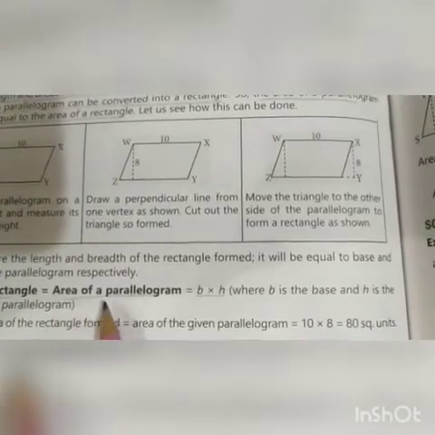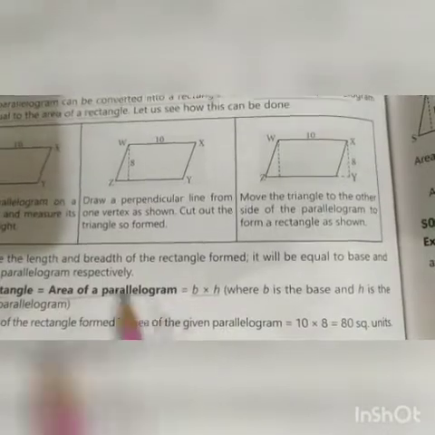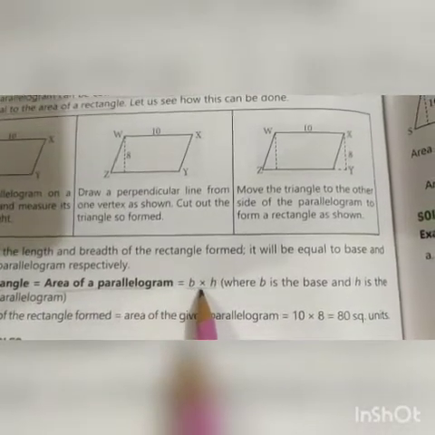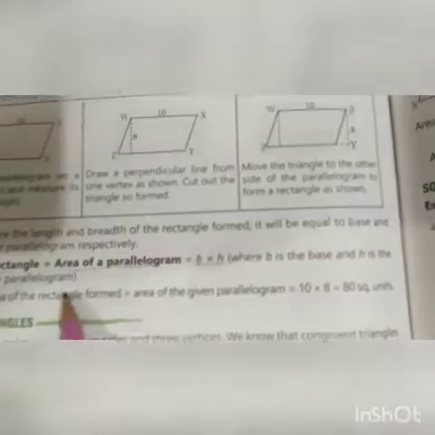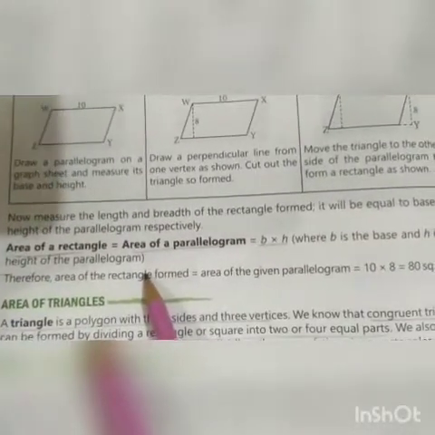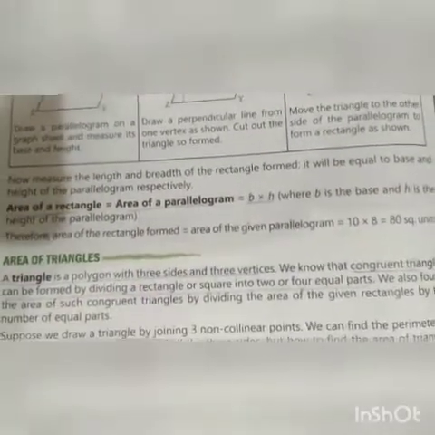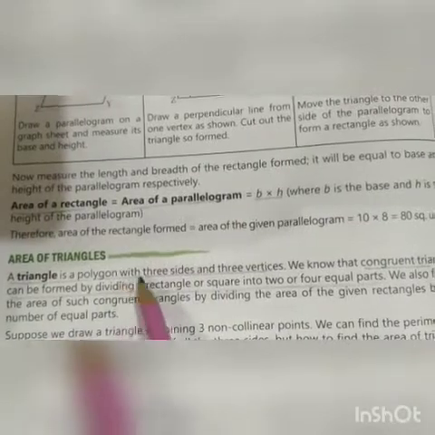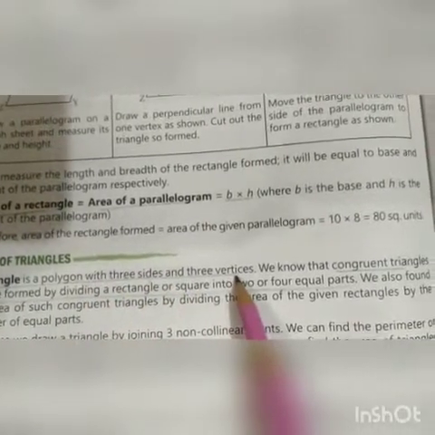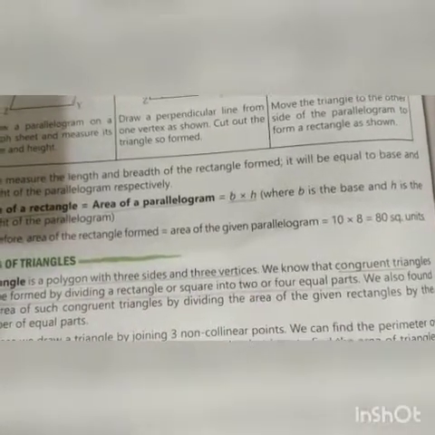What is the formula to find area of parallelogram? Area of parallelogram is equal to B into H, where B is the base and H is the height of the parallelogram. Clear? Now come to area of triangles. What is a triangle? A triangle is a polygon with three sides and three vertices. All of you know what a triangle is. See here, this is a triangle.